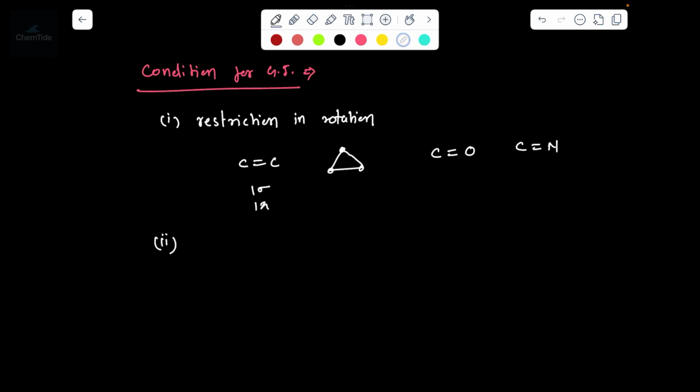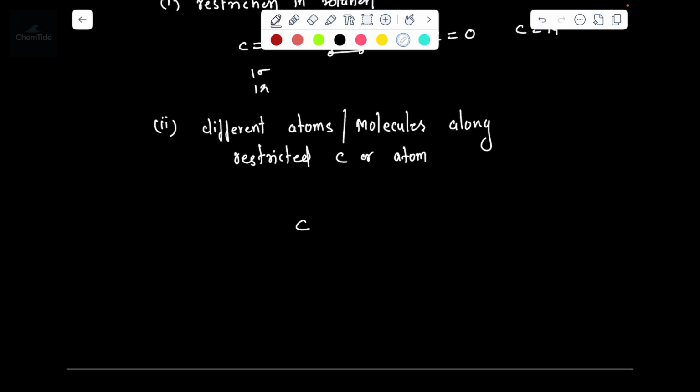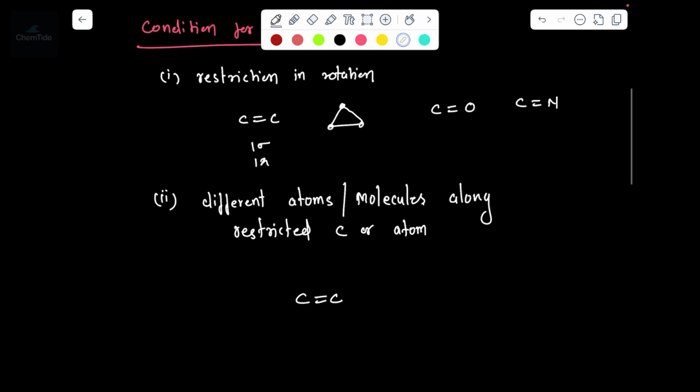Second, we need a different substituent or different atom on the restricted carbons. For example, the double bonded carbons must have different substituents. Along the double bond these two carbons are restricted. One may have X and Y, the other can also have X and Y, or even P and Z. So it could be different, but the same should not be there, and both sides should be different. These two conditions are very much necessary for showing geometrical isomerism.